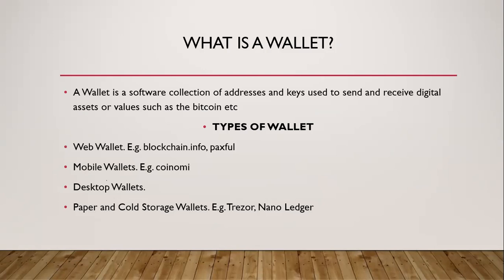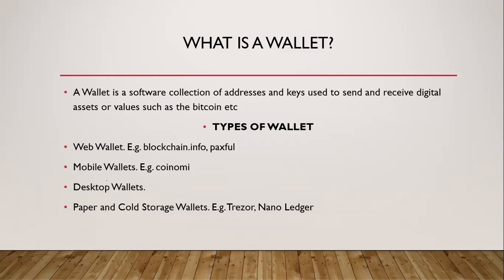Now, what is a wallet? A wallet is a software collection of addresses and keys used to send and receive digital assets or values such as Bitcoin. A wallet is a software collection of addresses, which include what we call public addresses and private addresses. Each address has a key attached to it, so we have public keys and private keys. Now, the private keys or the private addresses are meant for your eyes only. The private keys are for your eyes only.